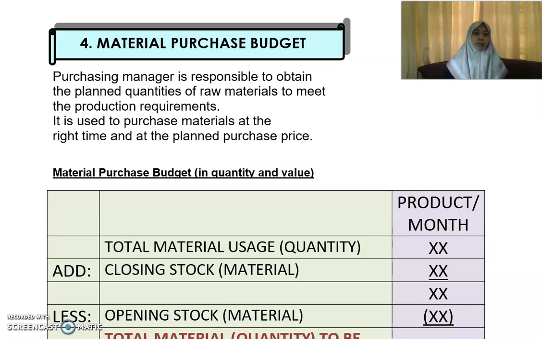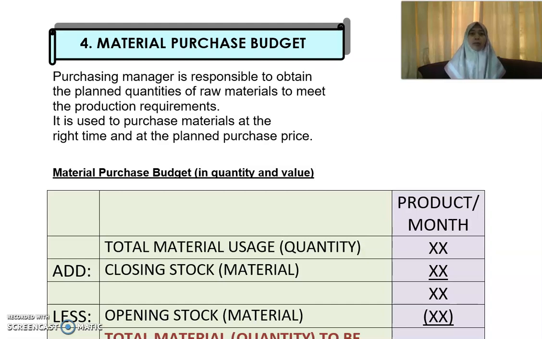Now I'm going to explain about the material purchase budget. So we are still under the functional budget just now. So we have the sales budget, production budget, material usage budget. Now we go into material purchase budget. So the purchasing manager is responsible to obtain the planned quantities of raw materials to meet the production requirements. So it is used to purchase the materials at the right time and at the planned purchase price.